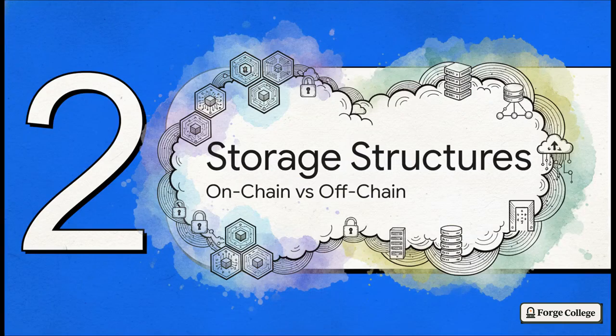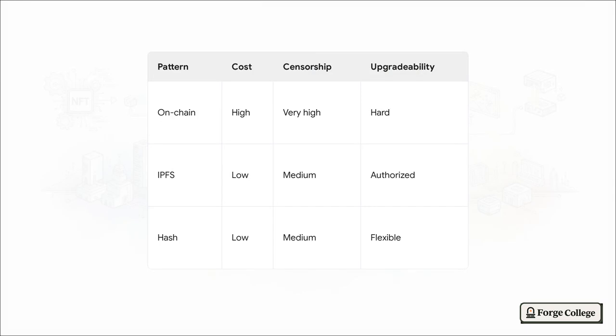Moving right along to Section 2, 3 storage structures. Now, if our data is going to be mutating, we hit our first massive architectural decision. Where exactly does this changing data actually live? This table brilliantly illustrates your 3 main options. If you go with fully on-chain JSON, your censorship resistance is absolute, off the charts. But the gas cost for update is just painfully high. You're literally paying for every single byte.